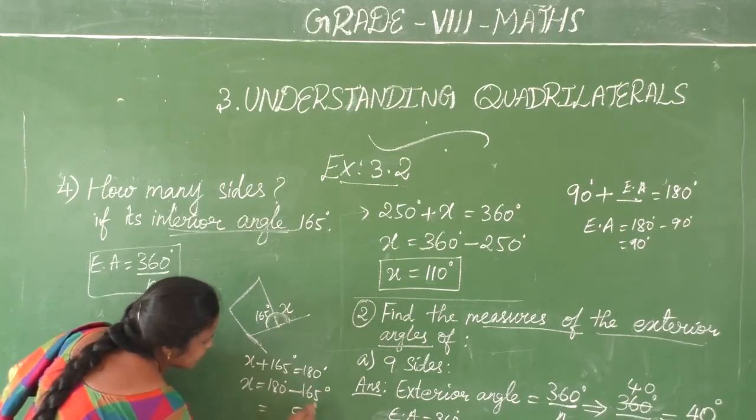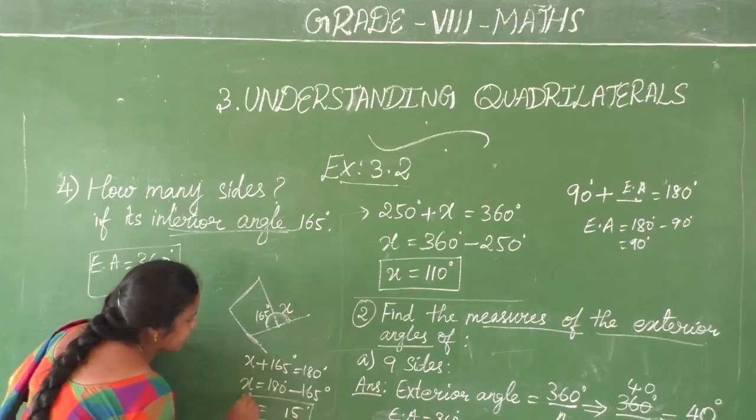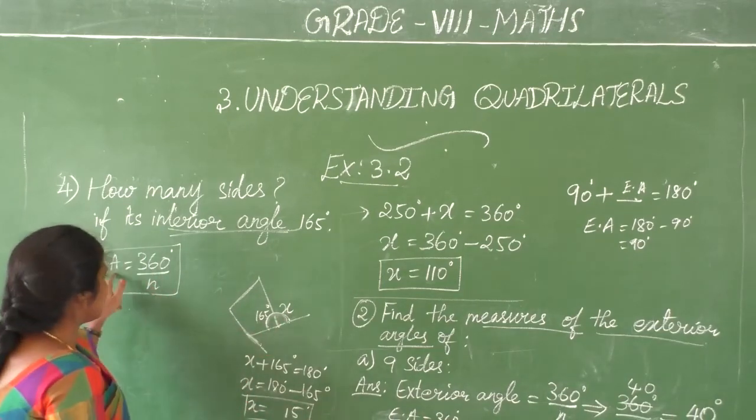10 minus 5, 5. Here comes 7. 7 minus 6, 1. 1 minus 1, 0. So x equals 15 degrees. So our exterior angle here is 15 degrees.